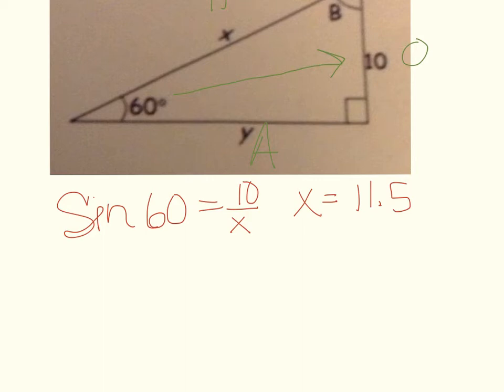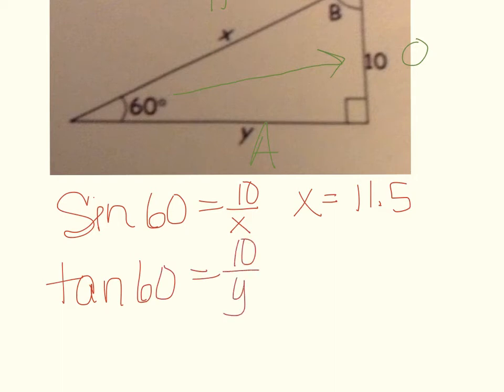Now let's solve for y. To solve for y, I'm going to use the tangent because I have the opposite over the adjacent. The tangent of 60 equals 10 over y. When I plug that into my calculator, 10 divided by the tangent of 60, I find out that y is about 5.8. Now I'm going to look at angle B, and I'm going to determine the sides from angle B.